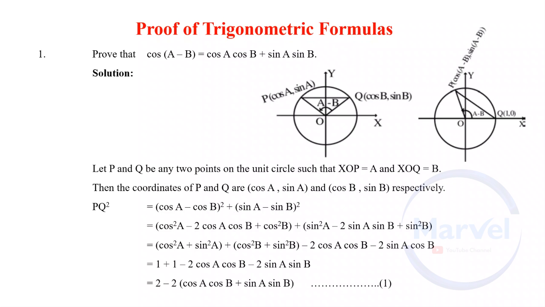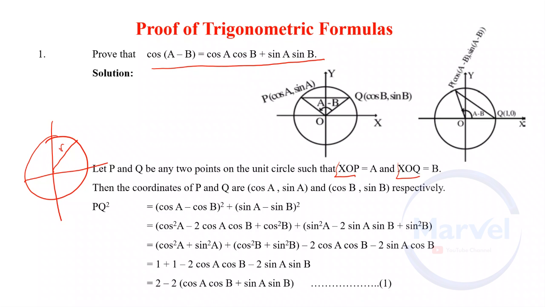First, the formula for proof is cos of A minus B equal to cos A cos B plus sin A sin B. Let P and Q be points on the unit circle such that angle XOP equals A and angle XOQ equals B. For a circle with center at the origin, radius R and angle theta, the coordinates are R cos theta, comma R sin theta. But in this case, R equals 1 and theta equals A for this point.